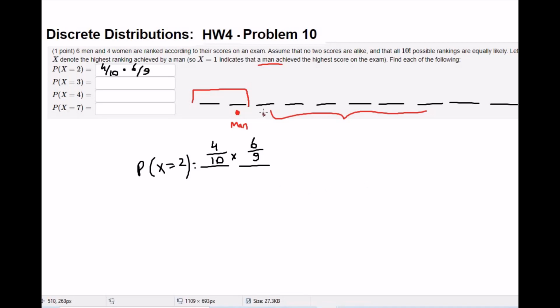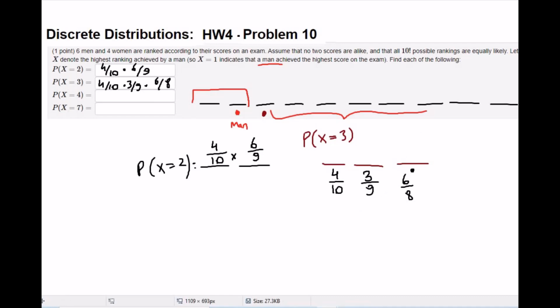For the third rank, we care only about the third coordinate here. The first 2 coordinates have to be women and the third coordinate has to be a man. So for that scenario, the probability that x is equal to 3, our first coordinate has to be a woman, which is 4 out of 10. Our second coordinate has to be a woman as well, 3 out of 9, because there is no replacement. And our third coordinate has to be a man, which is 6 out of 8 this time. So 4 out of 10 times 3 out of 9 times 6 out of 8 is the answer.